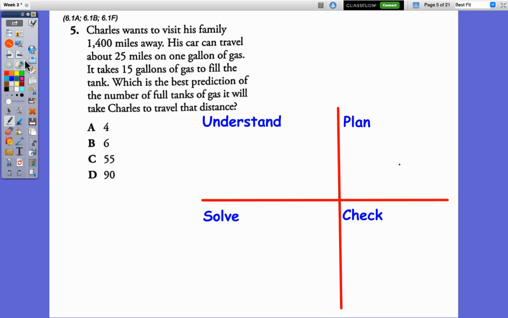Okay, last question. Charles wants to visit his family 1,400 miles away. His car can travel about 25 miles on 1 gallon of gas. It takes 15 gallons to fill the tank. What is the best prediction of the number of full tanks of gas it will take Charles to travel that distance?